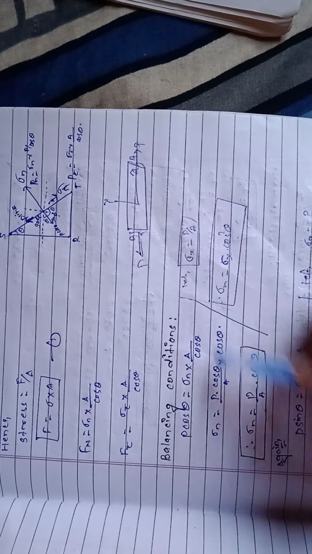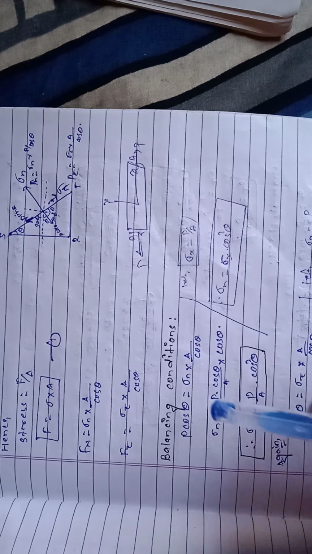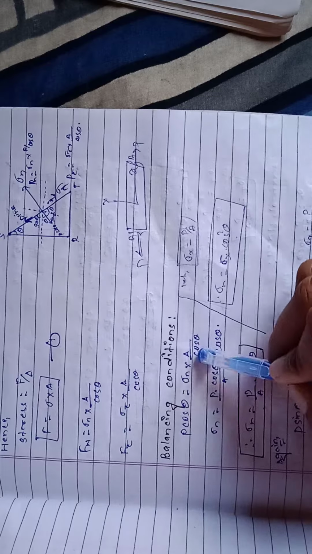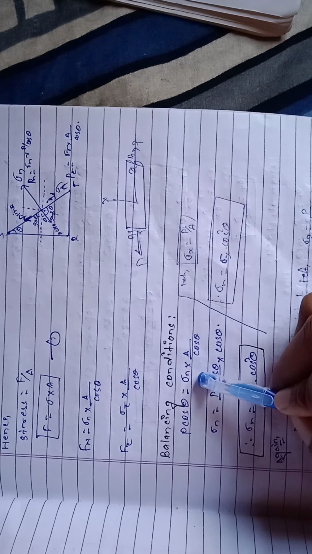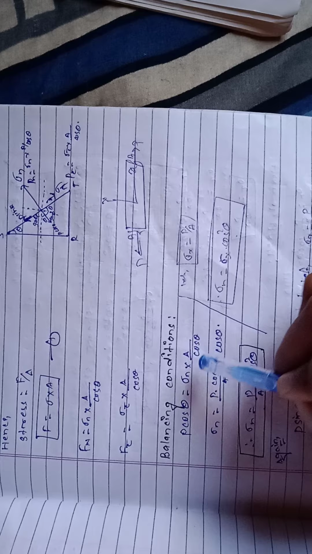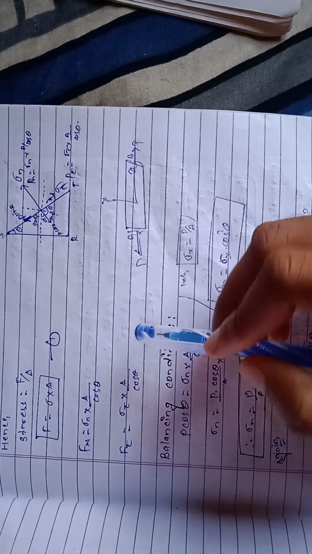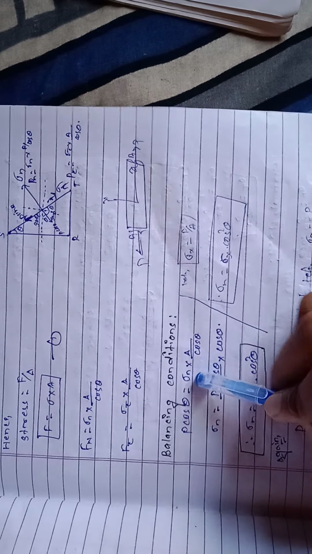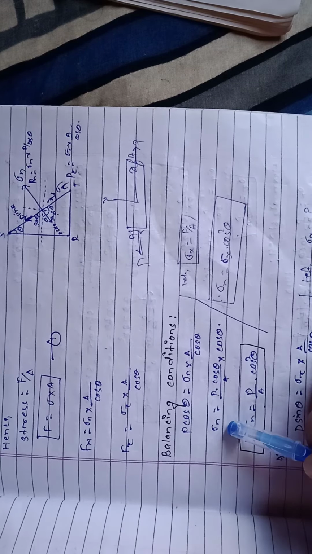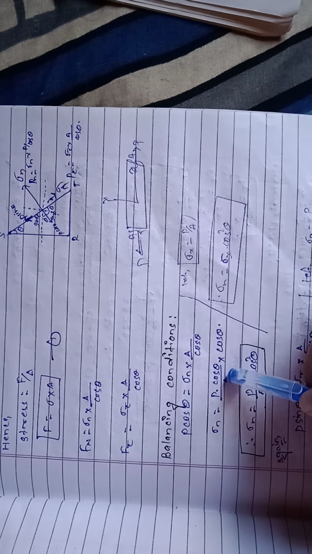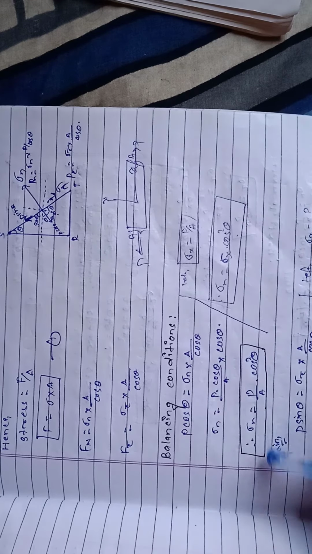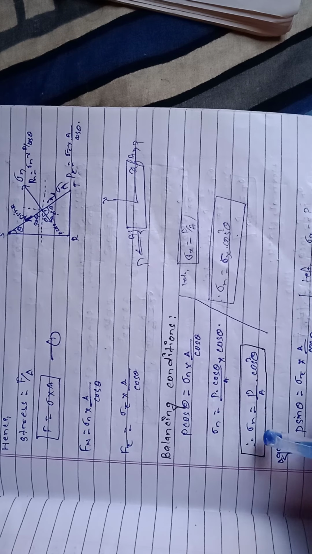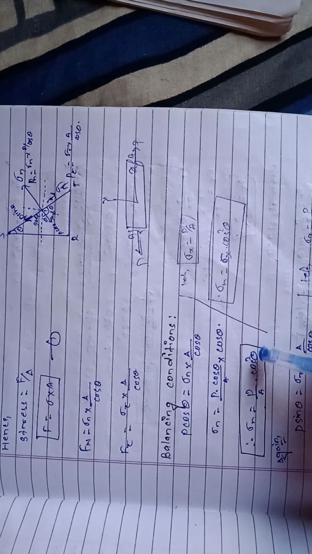In the balancing condition, P cos theta is equal to the normal force. We put the value here: sigma n into A by cos theta. After solving this, we find the shear stress is P times cos theta by A into cos theta. After solving, normal stress is equal to P by A cos square theta.